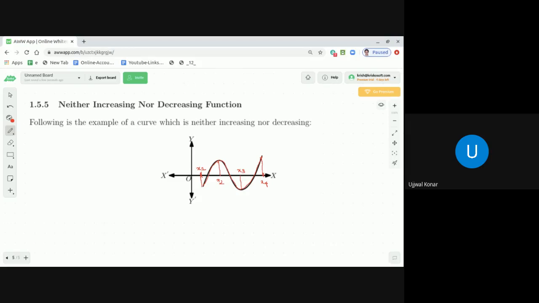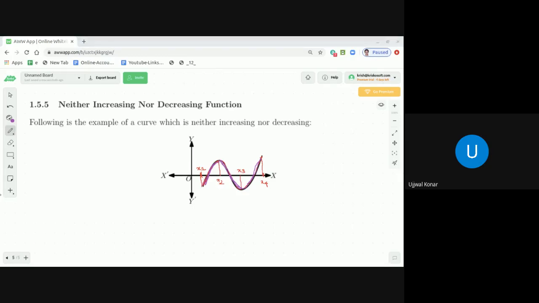Here you will see from x1 to x2, f dash x would be greater than 0. Let me use a different color. From x1 to x2 you will find that f dash x is greater than 0. Then from x2 to x3 you will find f dash x is less than 0. Then again from x3 to x4 you will find f dash x is greater than 0. So that's why differential calculus is going to help us here.